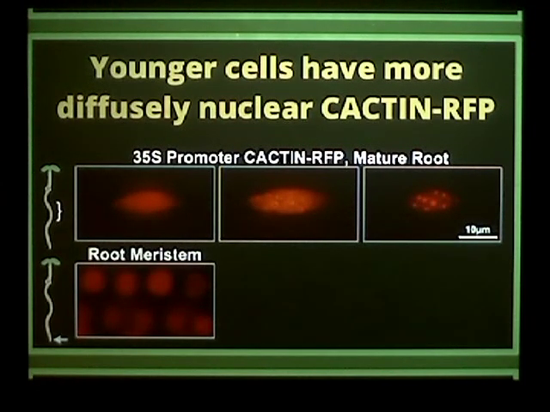When I look in the root meristem, which is located at the tip of the root there, there's a lot going on here. These cells are actively dividing. You can see they're much smaller cells.